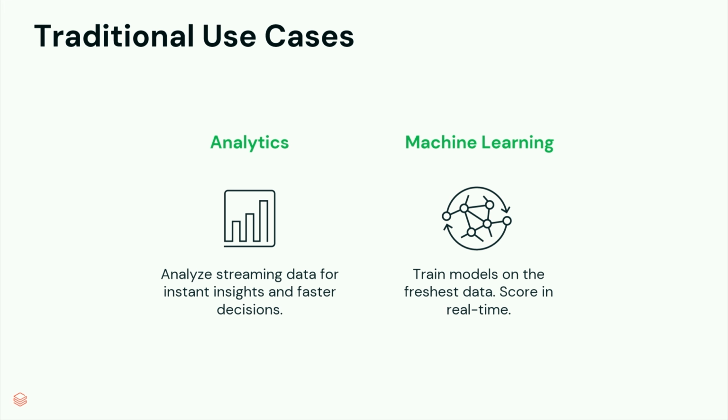So what do analytical workloads do? Analytical workloads analyze the streaming data for instant insights and faster decisions. Once the data comes in, it's aggregated on an hourly basis or a minute basis, whatever aggregation is needed, and stored in Delta Lake. Then those tables can be queried to power dashboards that generate insights on an hourly basis of product sales or whatever it is. Machine learning trains models on the freshest data using Spark and scores that model in real time. That can also be done in Spark.